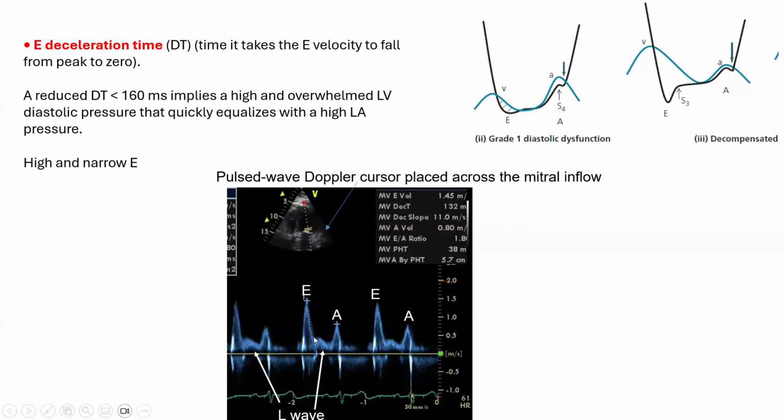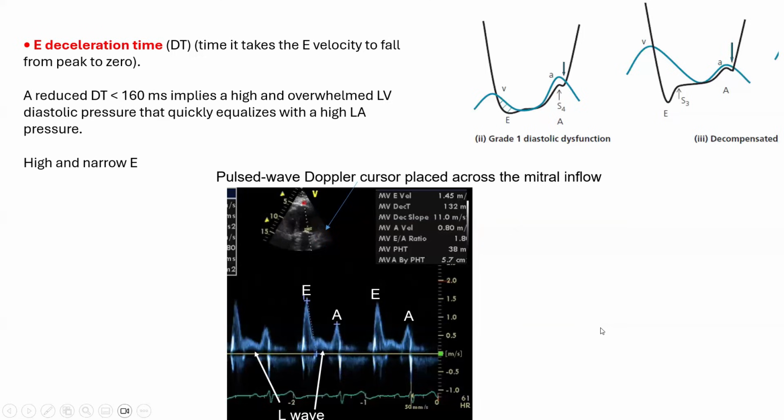And it's typically less than 140 to 160 milliseconds in those decompensated heart failure patients with high LA pressure and overwhelmed LV diastolic pressure and compliance, which quickly equalize with the LA pressure. And that's why, by the way, in cases of decompensated systolic or diastolic heart failure, slowing the heart rate does not help, because you're not going to increase LV filling with a slow heart rate. You can only fill so much during that passive filling. E wave is very narrow. You benefit more from tachycardia to increase cardiac cycle and LA emptying into the LV.